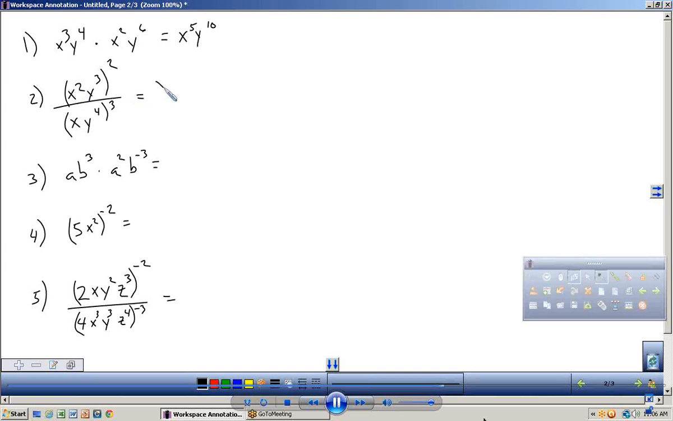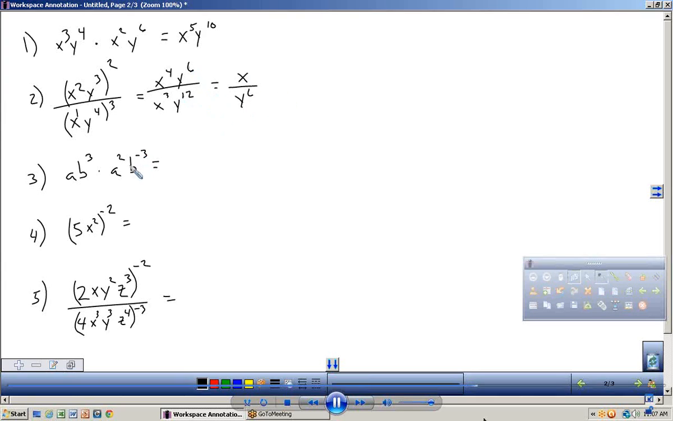So 2 times 2 is 4. 3 times 2 is 6, so I have y to the 6th on top. This is going to be x to the 1 times 3, so x cubed, and this is y to the 12th. And then quotient rule. 4 and 3, so 1 x wins on the top, and 6 on the top, 12 on the bottom. There's 6 left on the bottom over y to the 6th.